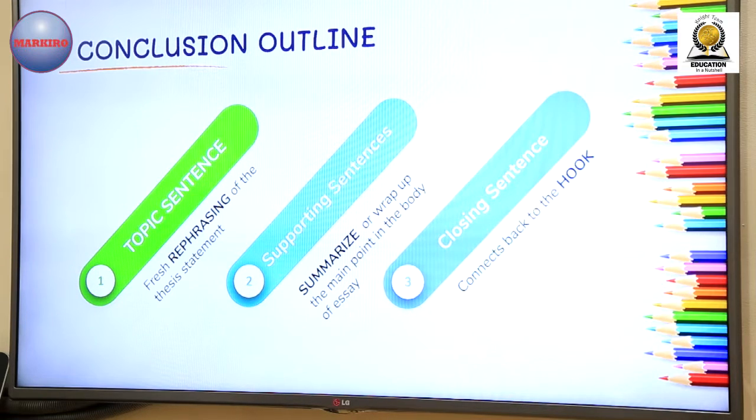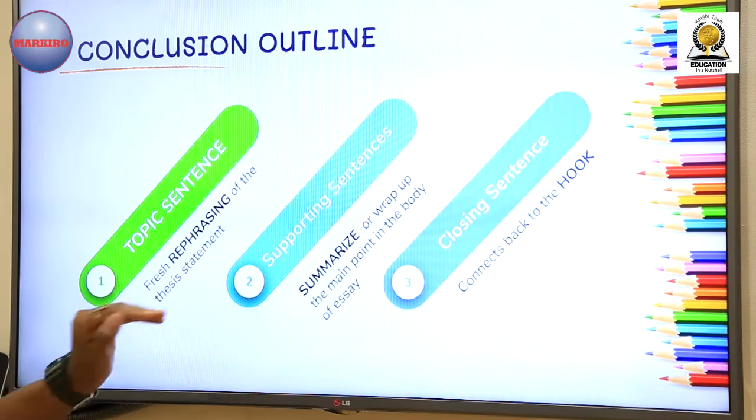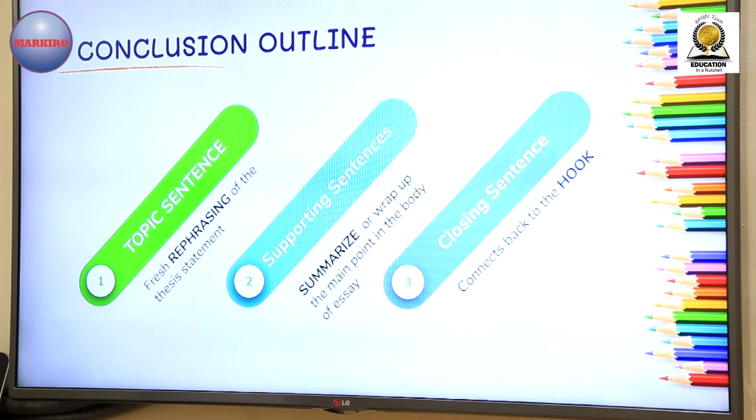The second element is supporting sentences. Supporting sentences summarize or wrap up the main points of your body paragraphs. In this element, we go to the body paragraphs. We visit each and every topic sentence in the body paragraphs and try to summarize it.